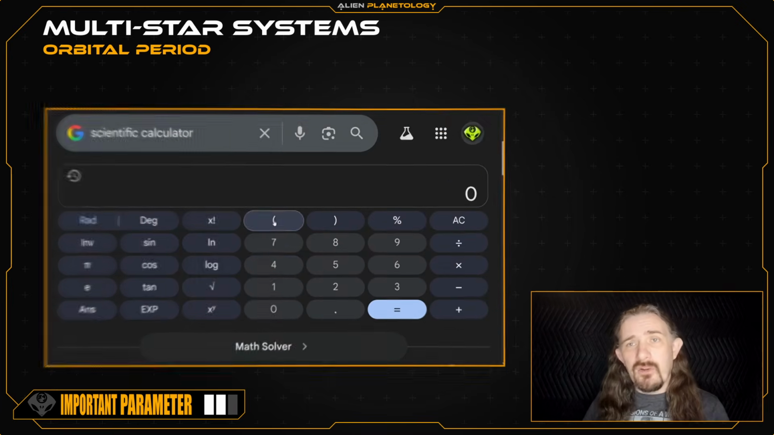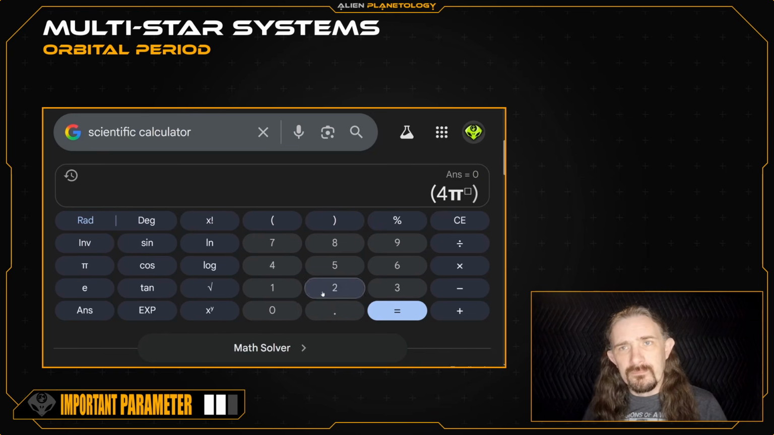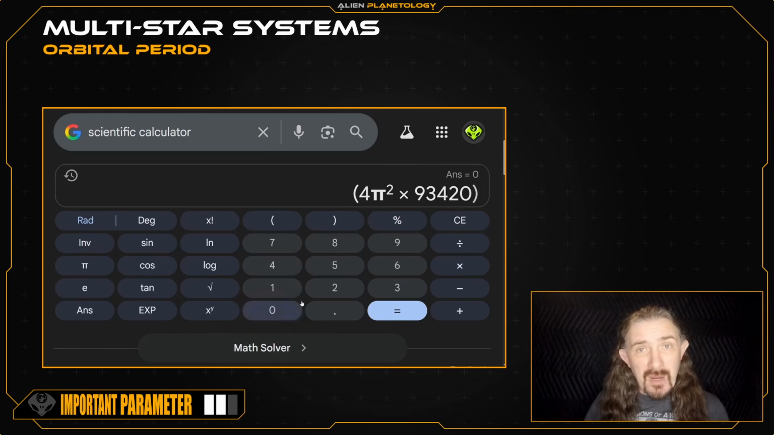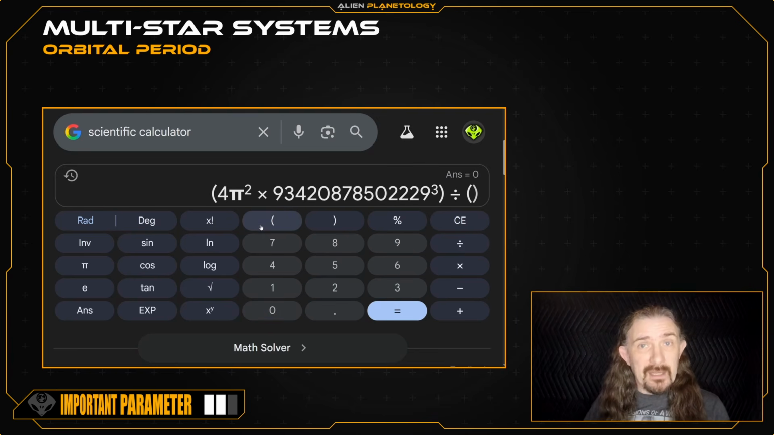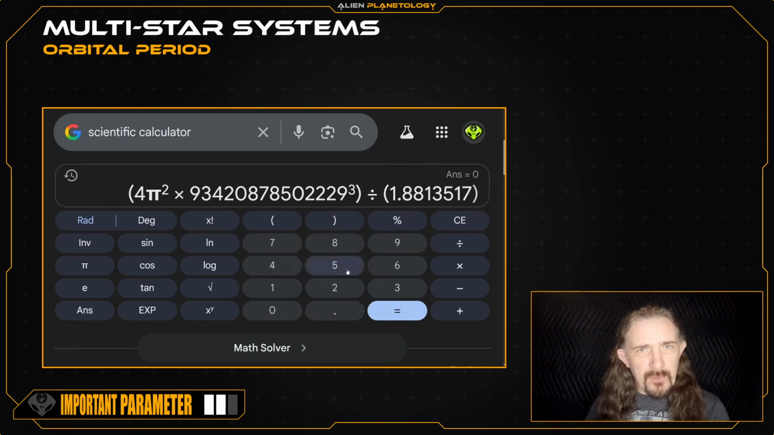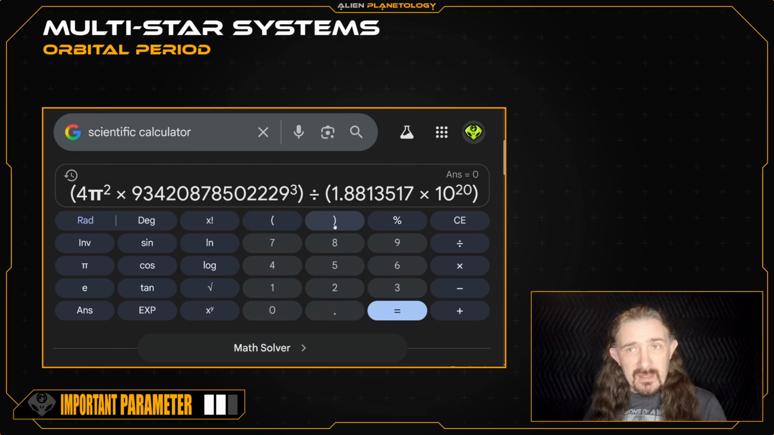So on my calculator, I'm going to start by opening a parenthesis and entering 4 pi, then raising it to the power of 2. Then I'll multiply and enter my star's semi-major axis distance and raise it to the power of 3. Then I'll close the parentheses, divide, and open a new parenthesis. Then enter my standard gravitational parameter and close the parentheses. Your equation should look something like this.